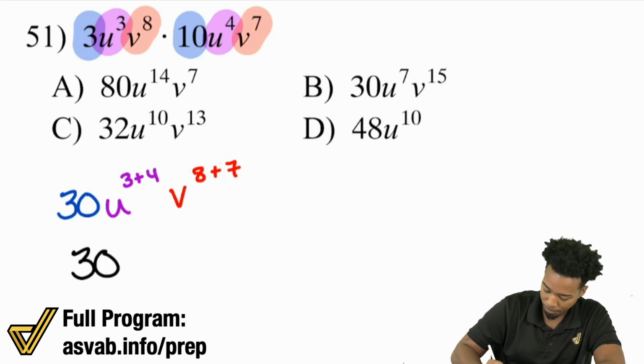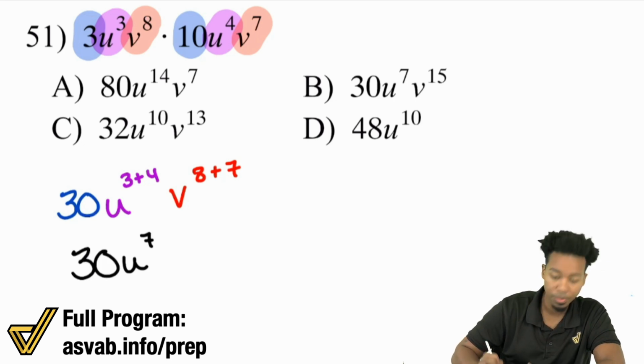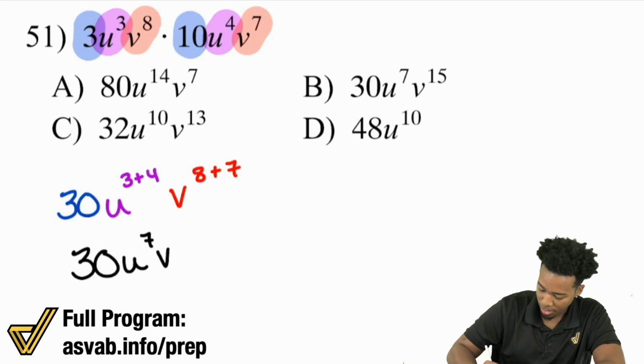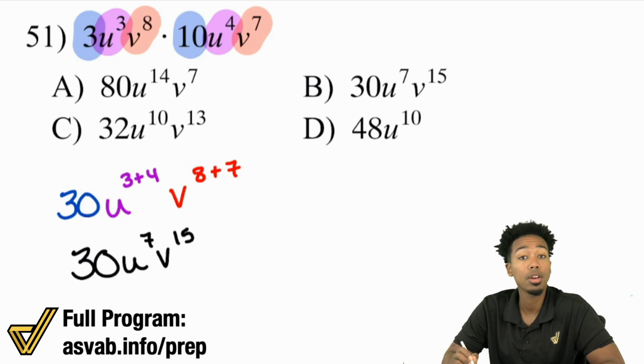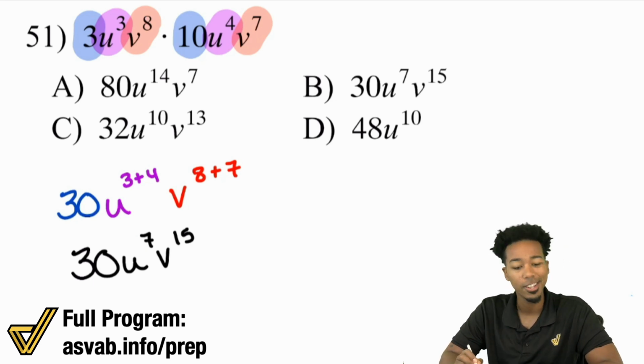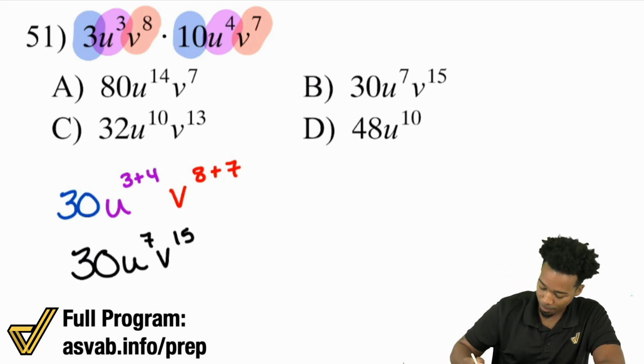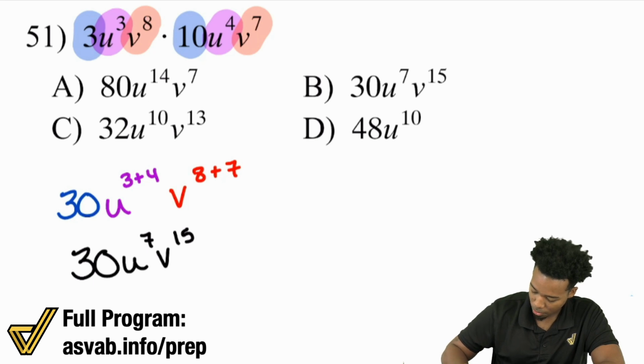And then just go ahead and simplify, finish this off. So we have 30 u to the power of 7, because 3 plus 4 is 7, and v to the power of 15, because 8 plus 7 is 15. And there it is, my math particle. All good, all set. Let's go ahead and highlight that.